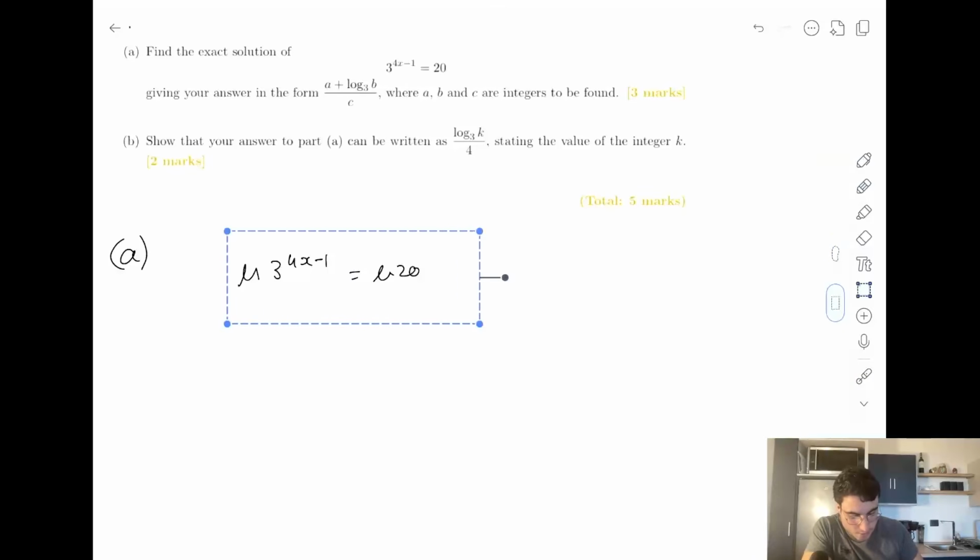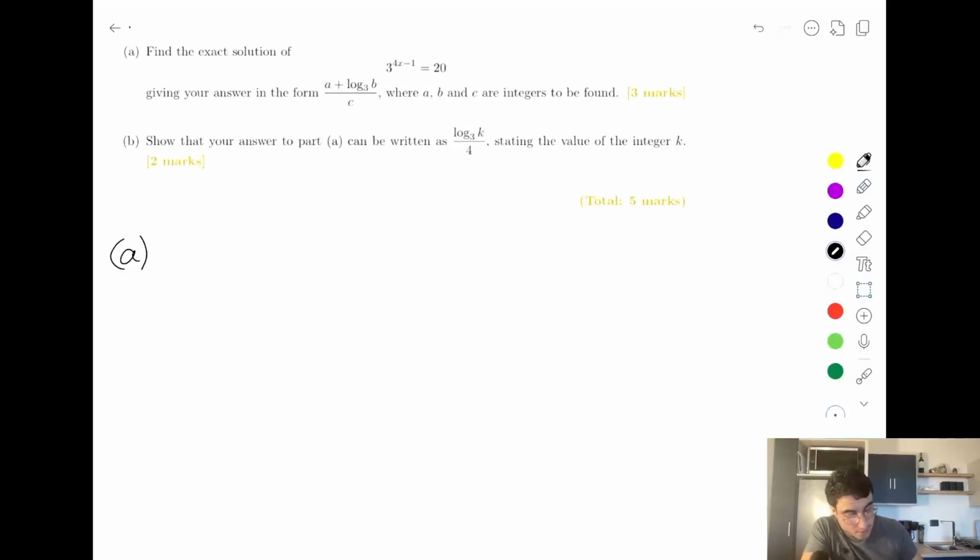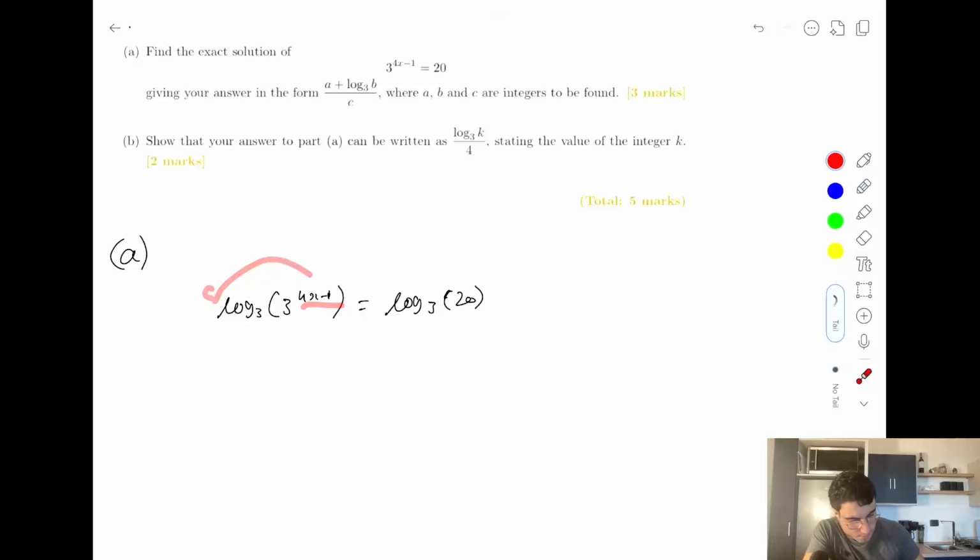Which means in my case, considering we have a 3 here, I'm going to do log base 3. Okay, so log base 3 of 3 to the 4x minus 1 is equal to log base 3 of 20. Okay, and by the power rule, we can bring this down. So 4x minus 1 is going to equal log base 3 of 20. Now, why did I do that?